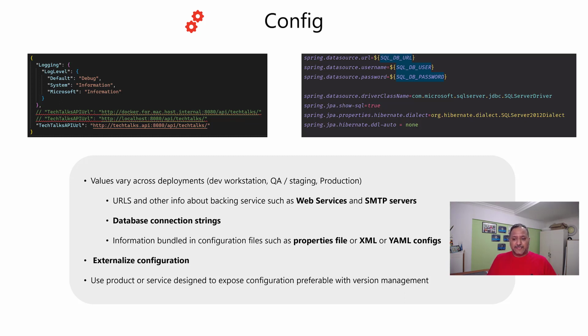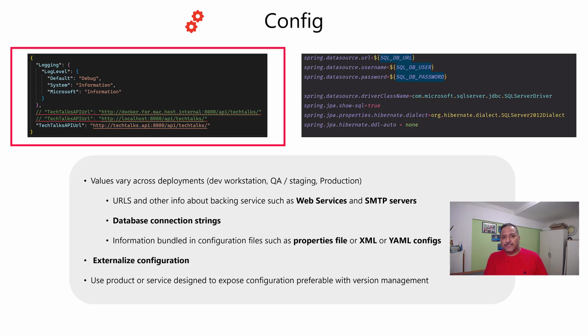One way is to protect this using a service or a product which can be used to expose the configuration externally. On the right hand side here, or on the screenshot, I've given 2 examples of how the configuration information can be stored. On the left hand side, this is a JSON file which is used by a web API project in .NET, and we can see that the URL to one of the service API URL is hard-coded here.